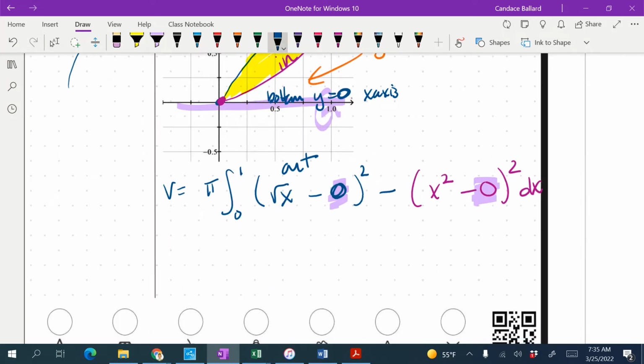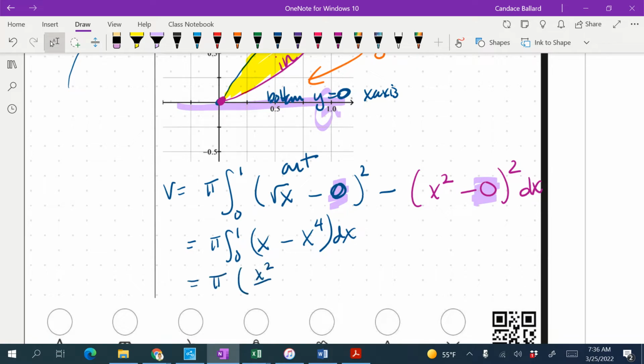All right, let's see if we can get this integrated. So we have this, the 0 doesn't matter, so the square root of x squared would just be x, and then minus x squared squared would be x to the 4th, dx. When we integrate that, I still have a pi hanging out in front. We've got x squared over 2 minus x to the 5th over 5 from 0 to 1. And then I'm going to plug in the 1. So we've got pi. 1 squared is 1. 1 to the 5th is still 1.